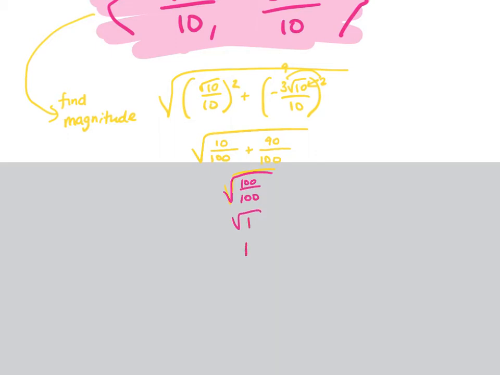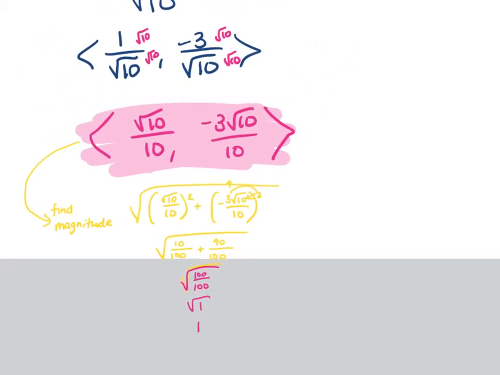which is 1. You only need to do that to check it. You don't need to do that to find your answer. Your answer is what's highlighted in the pink. You only need to do it to check your answer. So a unit vector should always have a magnitude of 1.